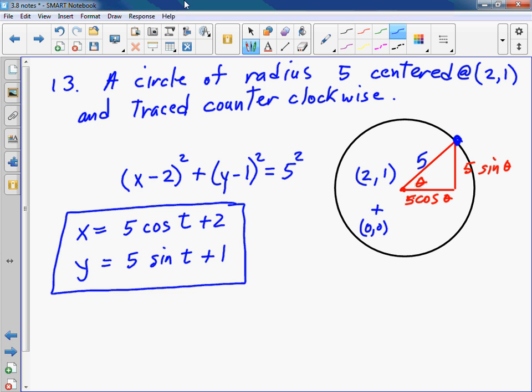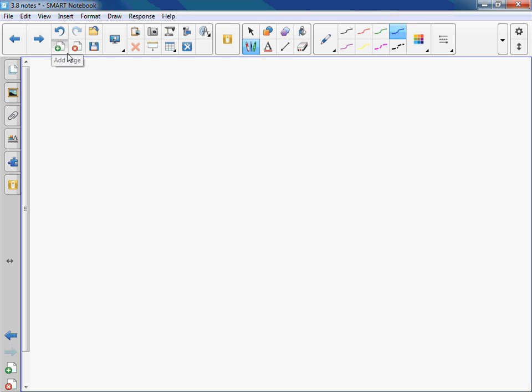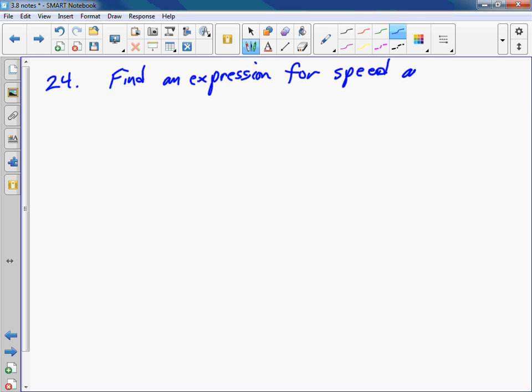So then let's move on to number 24. It says to find an expression for the speed and the time when the particle stops.